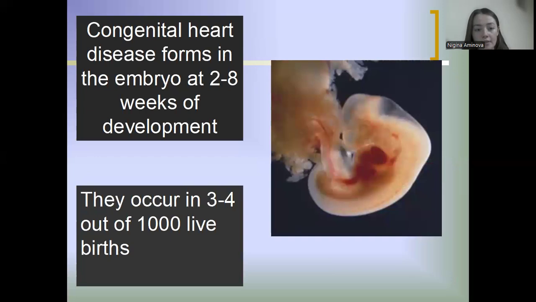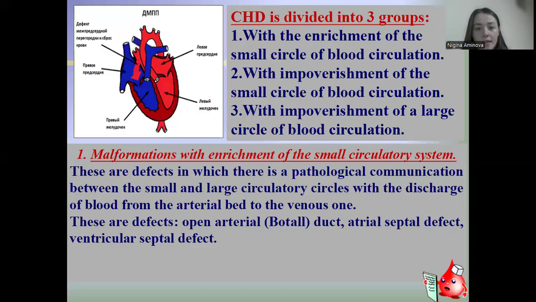Congenital heart disease forms in the embryo at 2-8 weeks of development. They occur in 3-4 out of 1,000 live births. CHD is divided into 3 groups: with enrichment of the small circle of blood circulation, with impoverishment of the small circle of blood circulation, with impoverishment of the large circle of blood circulation.